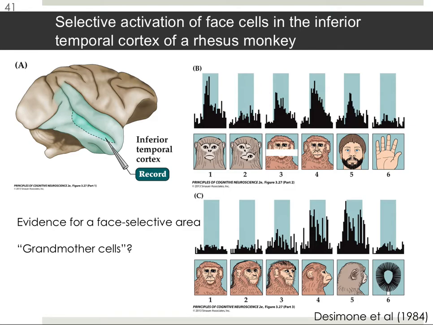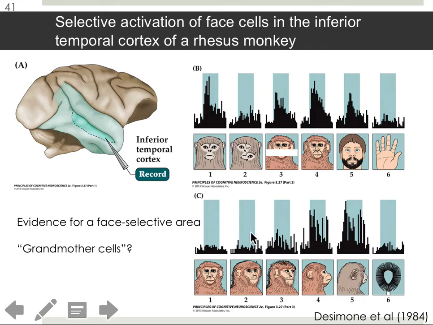So for instance, if you need to recognize faces that are important or meaningful to you, we know that there's some evidence for a face-sensitive area, which is in the inferior temporal cortex. So this is again part of the what pathway.